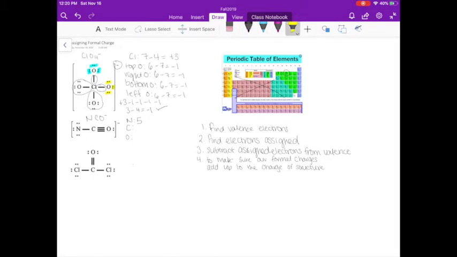Now let's look at this N atom. It has 1, 2, 3, 4, 5, 6 individual electrons assigned to it, plus 1 from this bond it shares with carbon. So that'll give us a total of 7, which gives us a formal charge of -2.